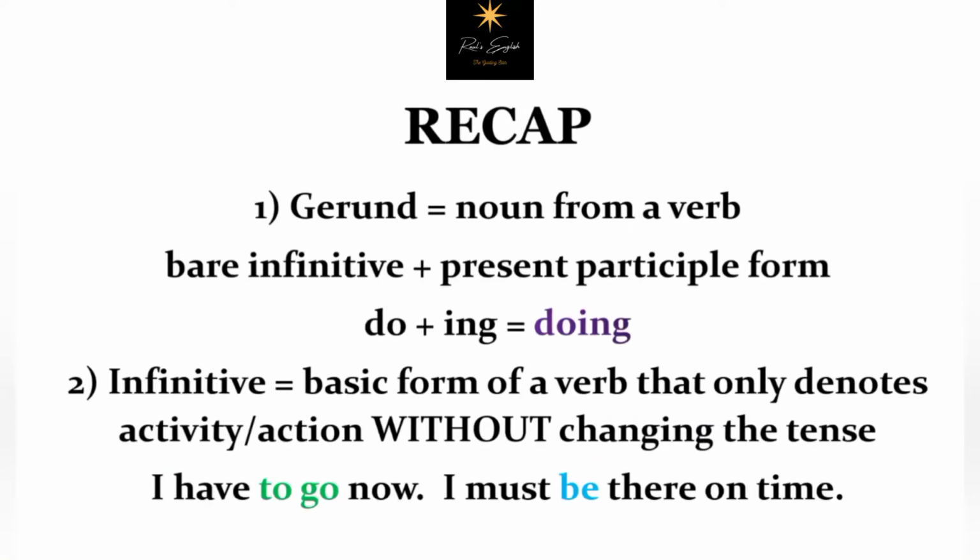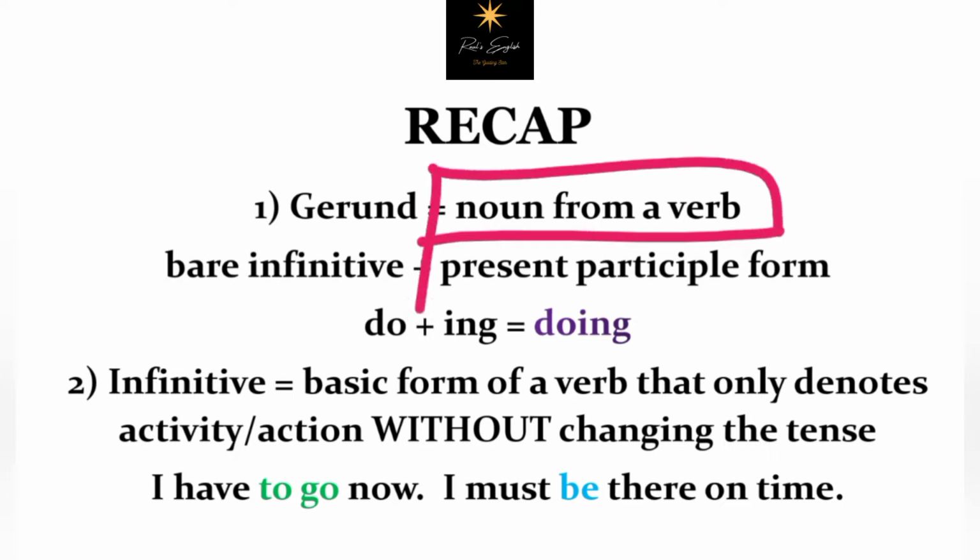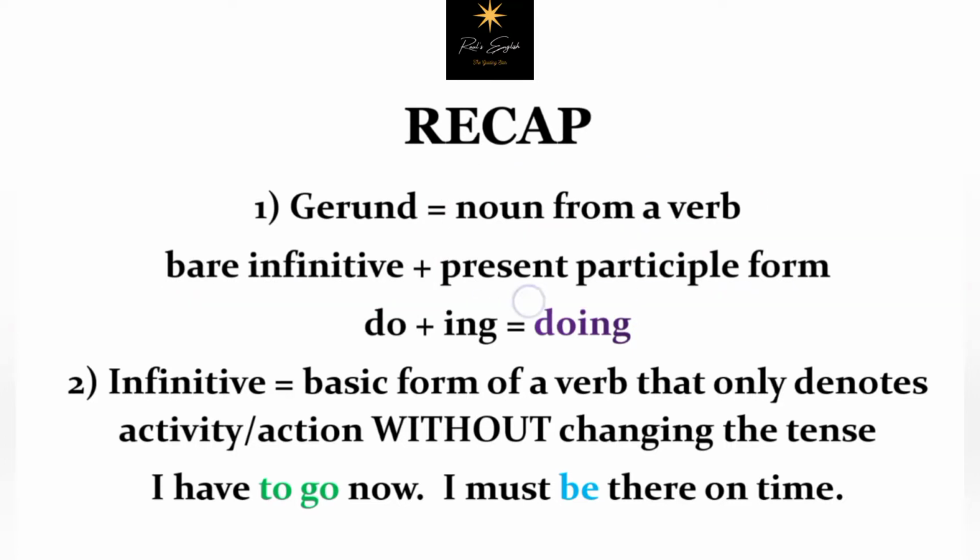Let's just revise before we get started. Gerund: a noun from a verb, the bare infinitive and present participle form. So do plus ing, doing. Infinitive: to infinitive and bare infinitive. They do not change the tense of the sentence.